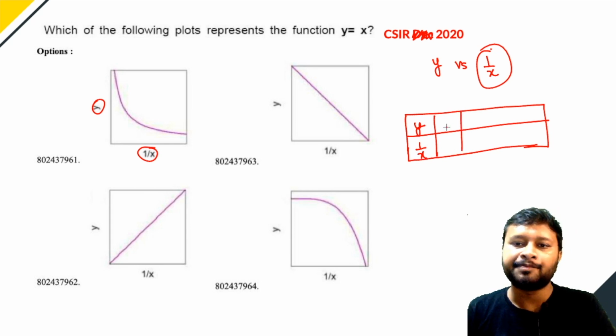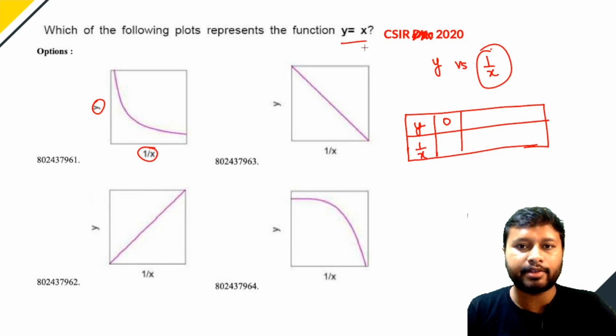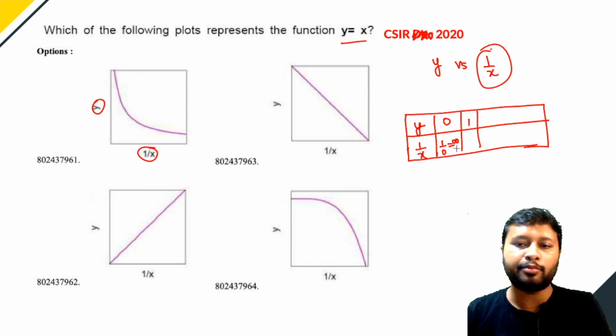For example, if I put y is equals to 0, x also has to be 0 because of this condition. If I put x is equals to 0, this becomes 1 by 0 or infinity, right? 1 by 0 is infinity. Now if I put y is equals to 1, what will happen to x? X also has to be 1, so that becomes 1 by 1, which is equals to 1, right? Similarly, if I put y is equals to 2, this 1 by x will become 1 by 2, because in the place of x I have to put 2, and this becomes 0.5.